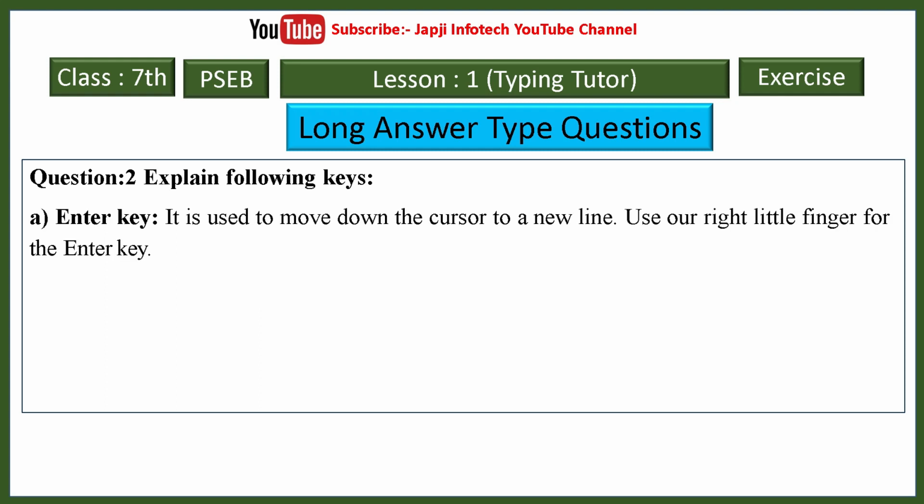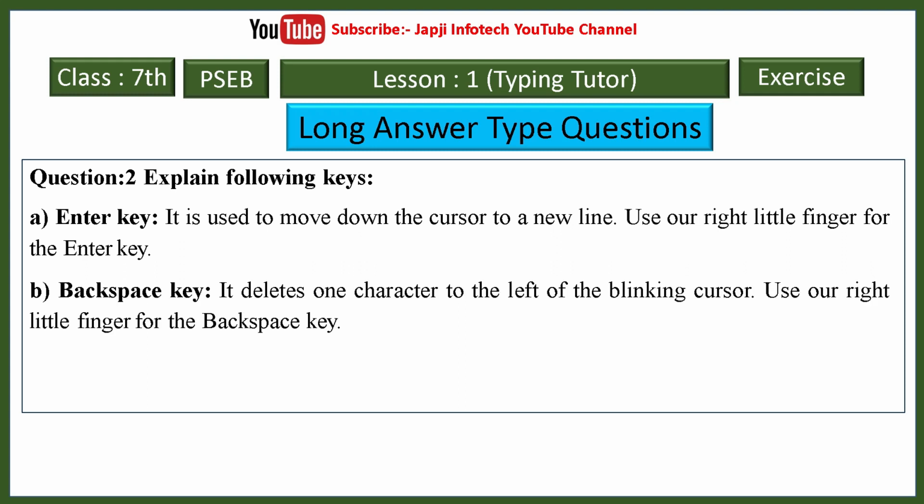The first one is enter key. It is used to move down the cursor to a new line. Use our right little finger for the enter key. Second one is backspace key. It deletes one character to the left of the blinking cursor. Use our right little finger for the backspace key.